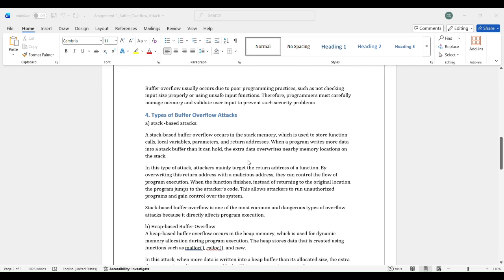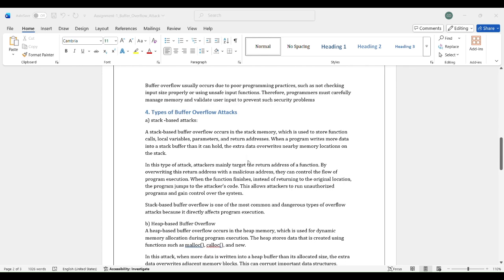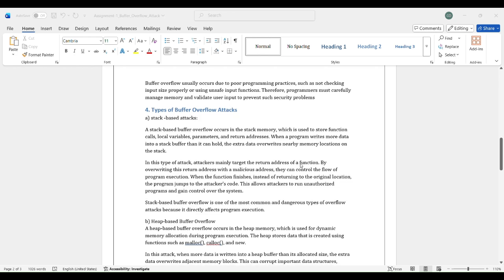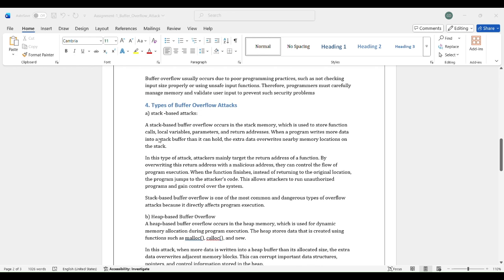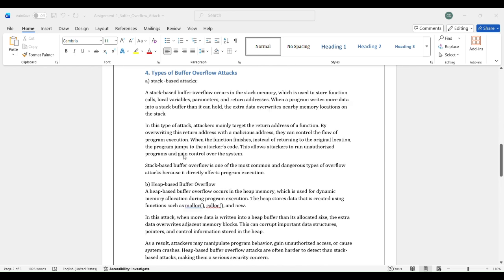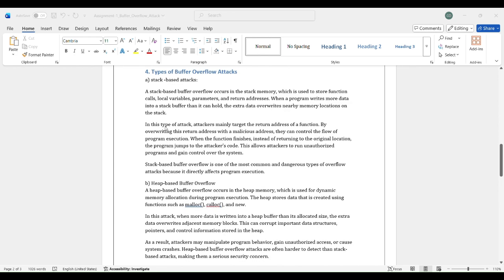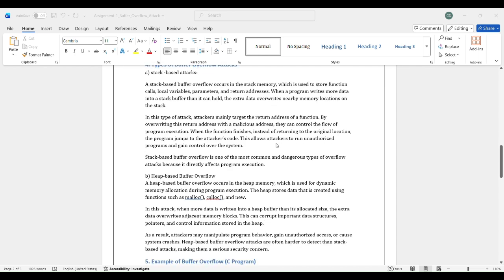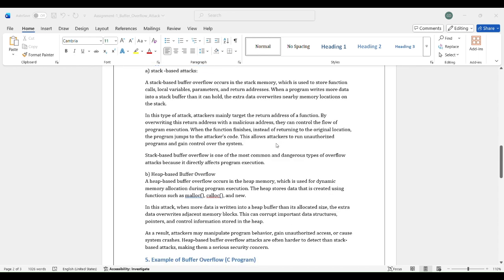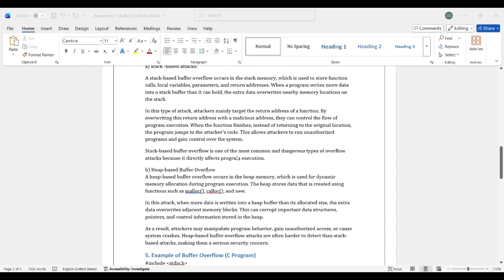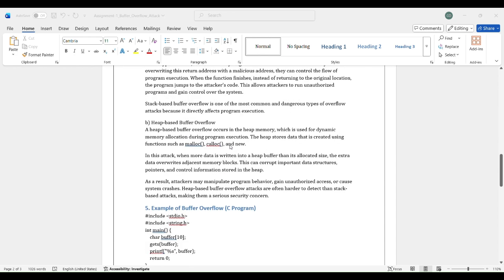adjacent memory blocks. This can corrupt important data structures, pointers, and control information stored in the heap. As a result, attackers may manipulate program behavior, gain unauthorized access, or cause system crashes. Heap-based buffer overflow attacks are often harder to detect than stack-based attacks, making them a serious security concern.